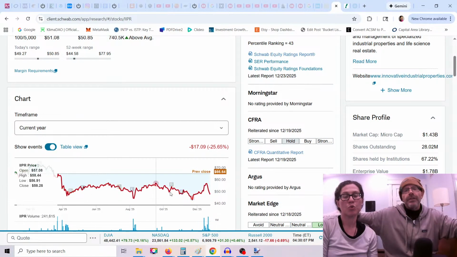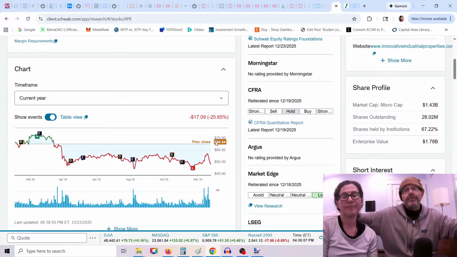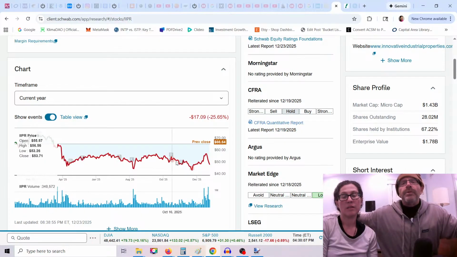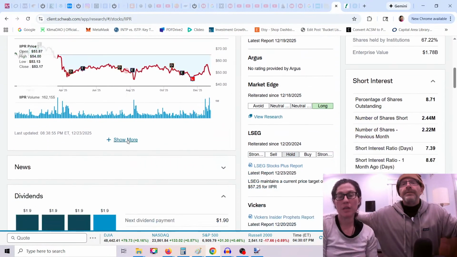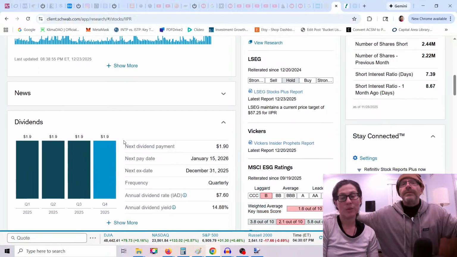Look at that chart. The chart looks like crap. It used to be really good. It was 130 there for a while, from what I remember. What is that? 50.10. What is their prediction? 57.25.